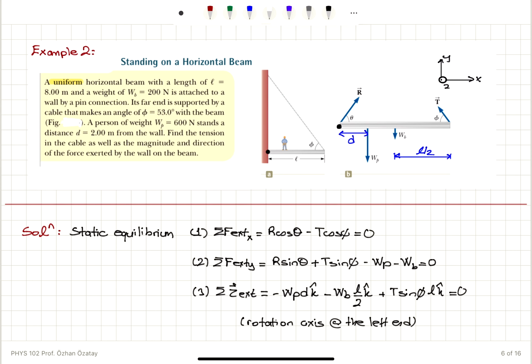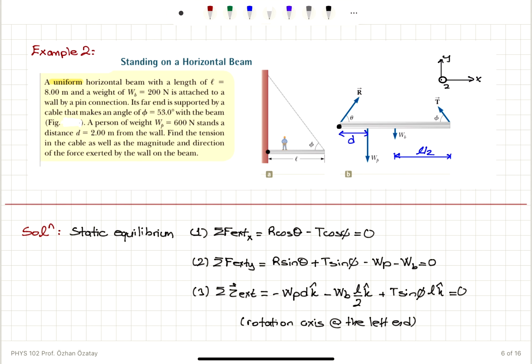So in this problem, we had a uniform horizontal beam where there's a person standing at a distance d from the left end, and because it's uniform, the center of gravity is in the middle. We have the weight of the beam. We have tension on the string pointing at an angle phi with respect to the horizontal axis to the left. And we have a contact force between the beam and the wall, and that is R. So we put an angle theta here with respect to the horizontal axis, which is to be determined.